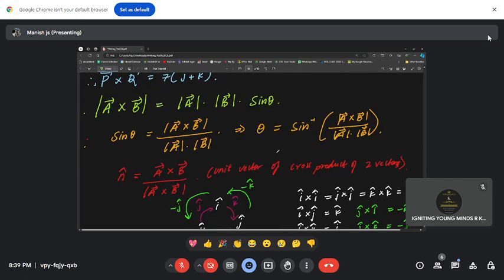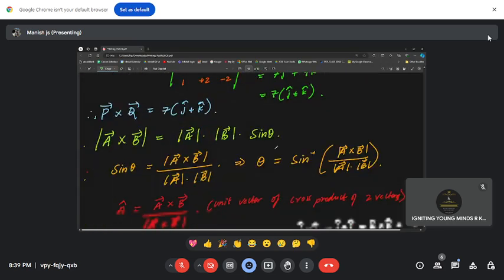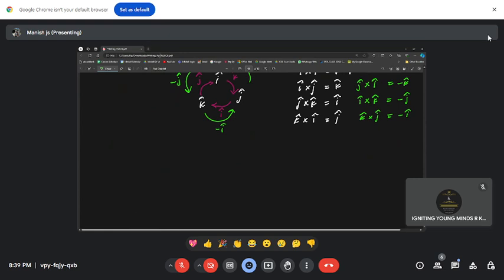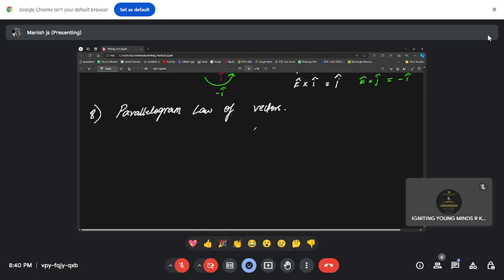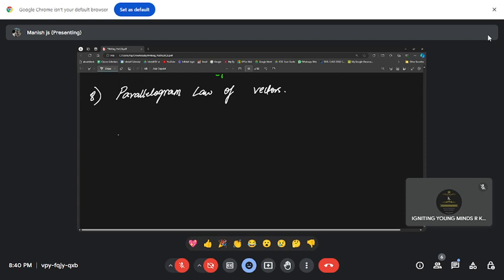Next, let me see what is the number. Next concept number 8 for the day. Now we have something called the parallelogram law of vectors. So we will see what that is. This is quite simple, children. What is meant by the parallelogram law of vectors, and how do we evaluate it?